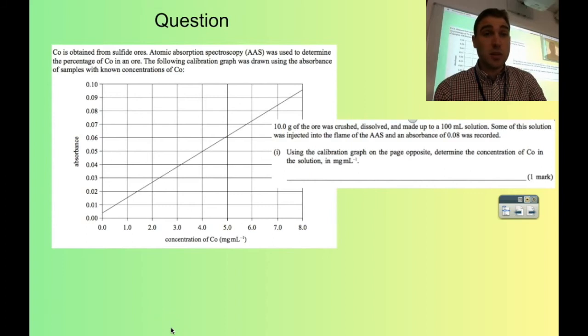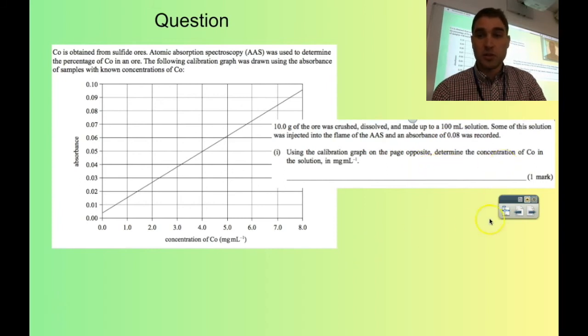It says cobalt is obtained from sulfide ores. AAS is used to determine the percentage of cobalt in the ore. We get this calibration graph. I had another video where I went through how to make calibration graphs, so you can have a look at that if you'd like. It says 10 grams of ore was crushed, made up to 100 ml of solution, and an absorbance of 0.08 was recorded.